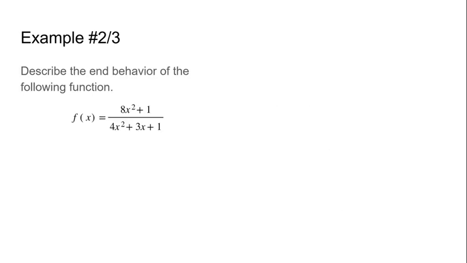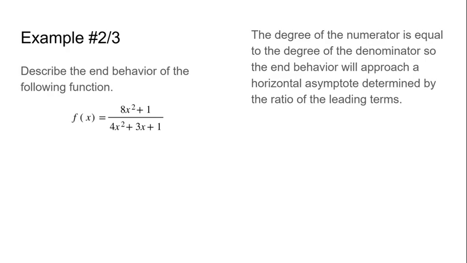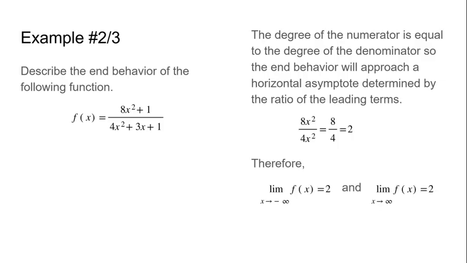In this example, the degrees of the numerator and denominator are equal. So we're going to approach a horizontal asymptote as determined by the ratio of the leading terms. So if I take the leading terms and I simplify them, I'm going to get 2, which tells me that as we go all the way to negative infinity or positive infinity, the function is going to get closer and closer to 2.